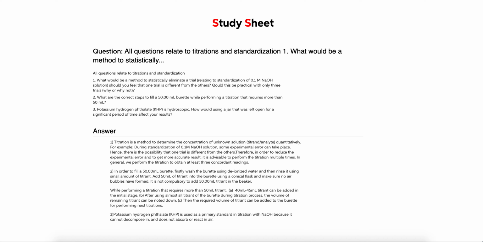Answer 3. Potassium hydrogen phthalate, KHP, is used as a primary standard in titration with NaOH because it cannot decompose in air and does not absorb or react in air.